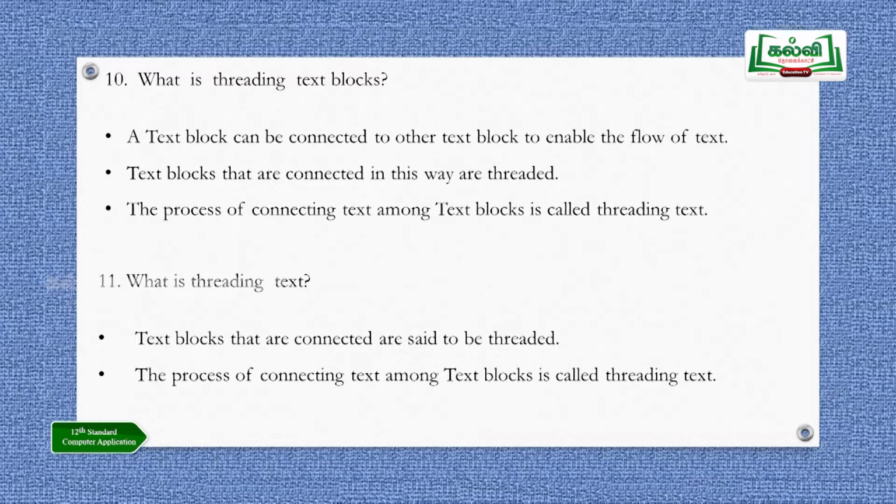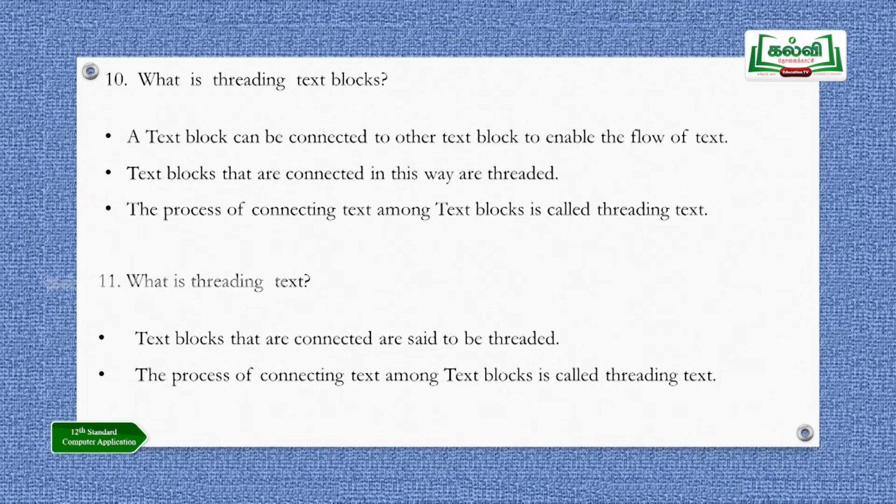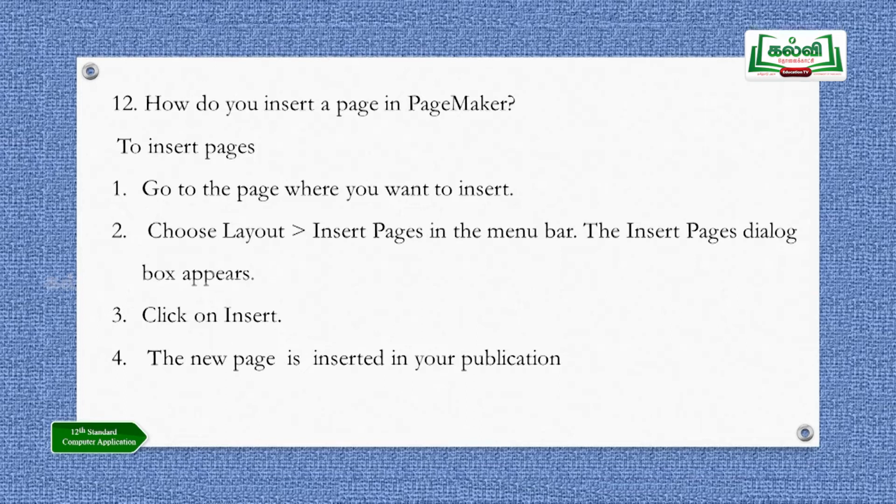Next question, what is threading text? Any text, as I told you, that you are using for threading is called threading text. Threading the block is when two different blocks of text are connected. The text which is threaded, we call it thread text. So both are very simple questions. The answer for threading text is: text blocks that are connected are called threaded and these are called threading text.